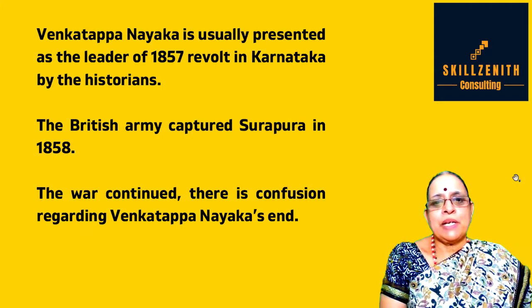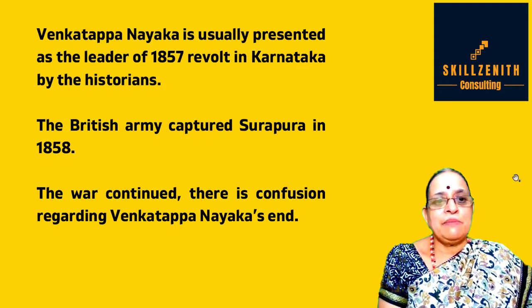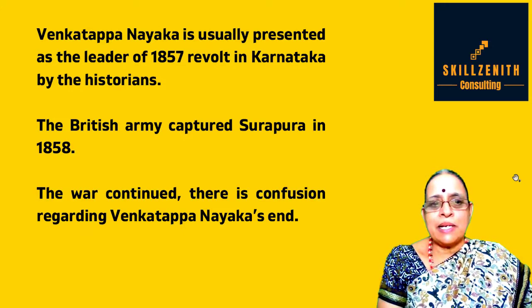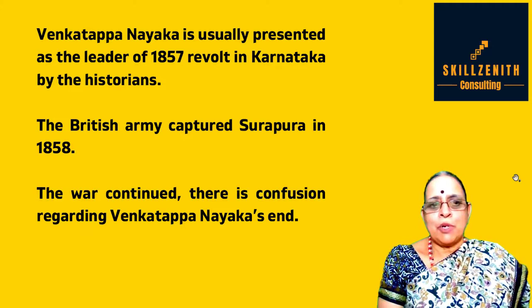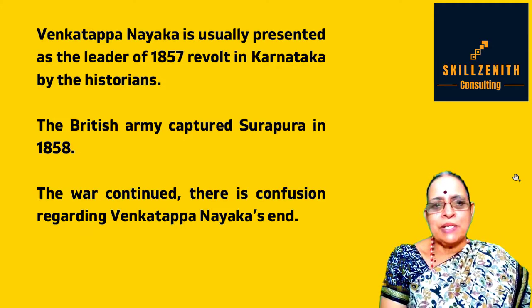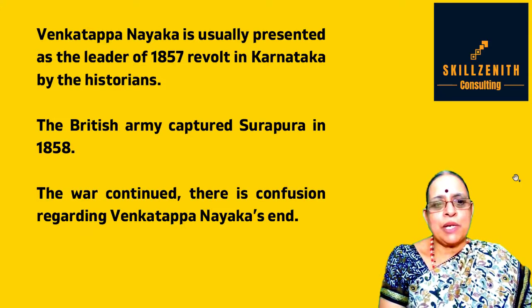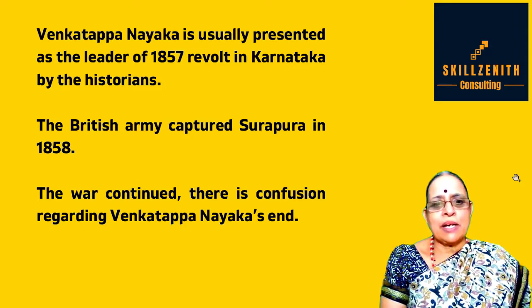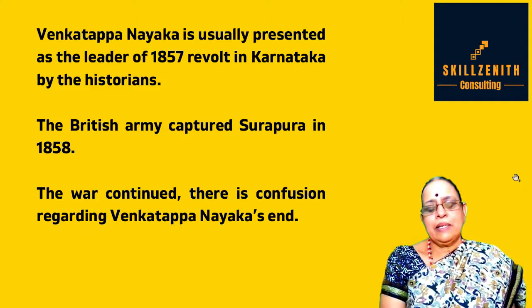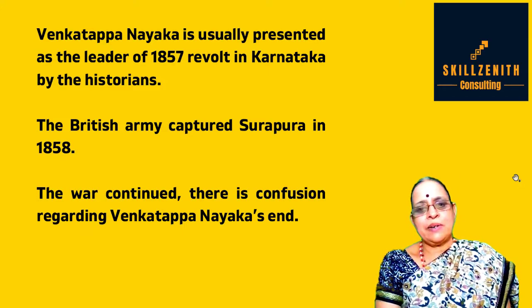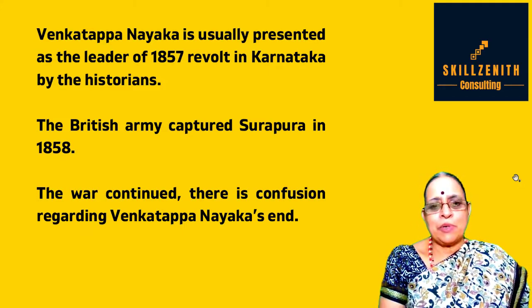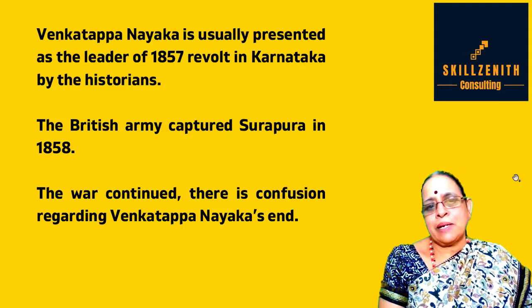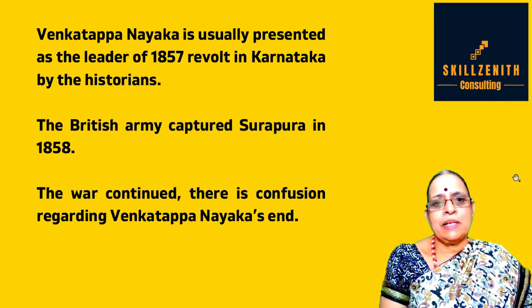The British army captured Surapura in 1858. The British were already suspecting the movements of the king. The political situation of Surapura was known to the British, so they captured Surapura in the year 1858. The war continued. There is confusion regarding Venkatappa Nayaka's end. Historians did not get any report about his death. How his life came to an end, we do not have definite information.